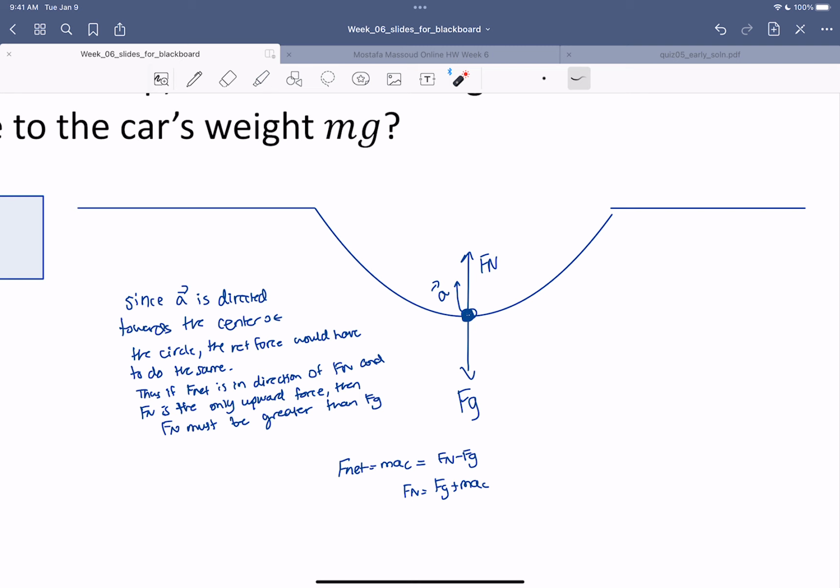And at the same time, we can see that since our normal force is greater than gravity, our apparent weight is greater than our actual weight. Yep, excellent question.